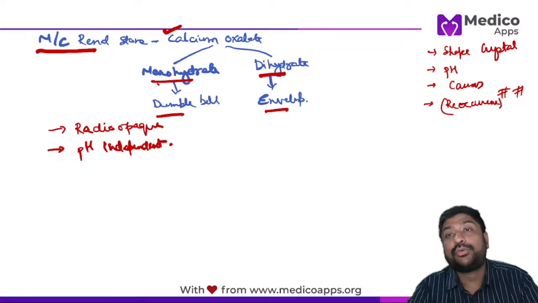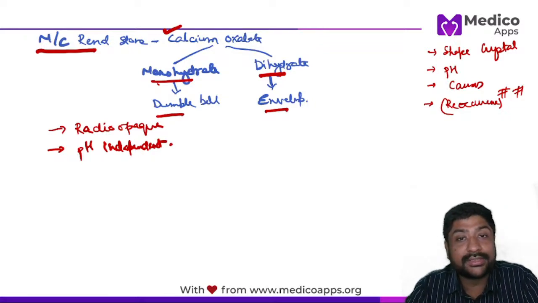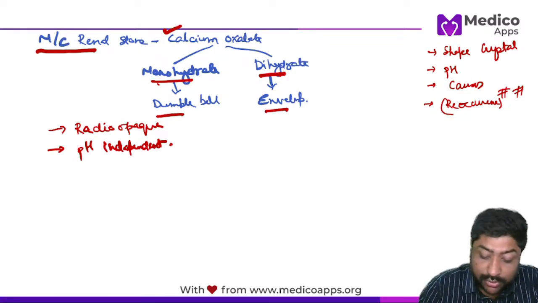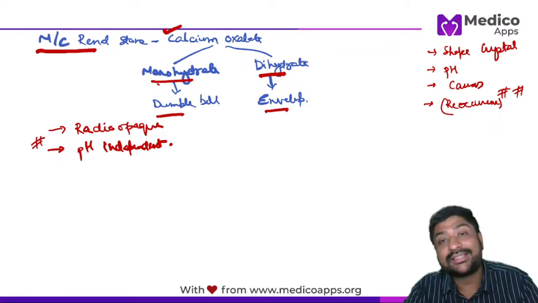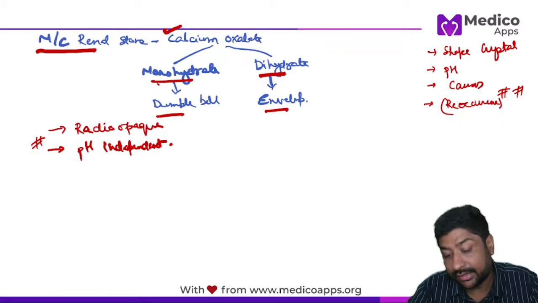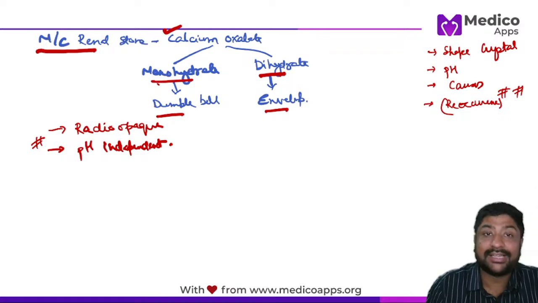So many of you might be giving citralka to your patients who are having recurrent UTI. So in stones, because this is pH independent, acidification or alkalization will not dissolve these stones. So this is a very critical part. Okay. So this is about calcium oxalate.